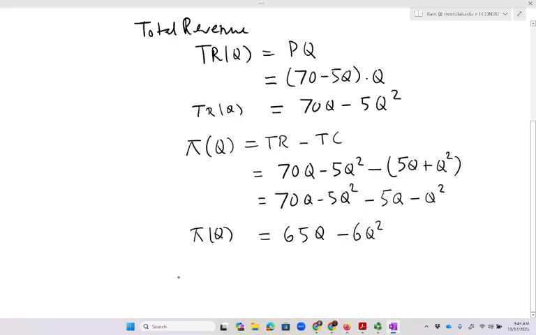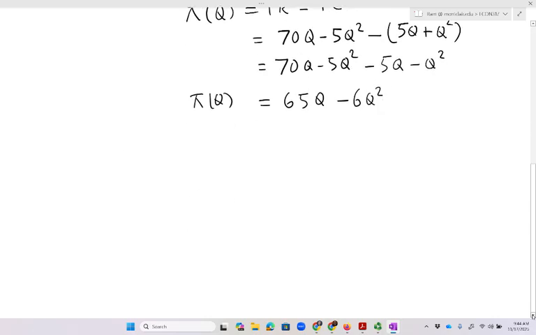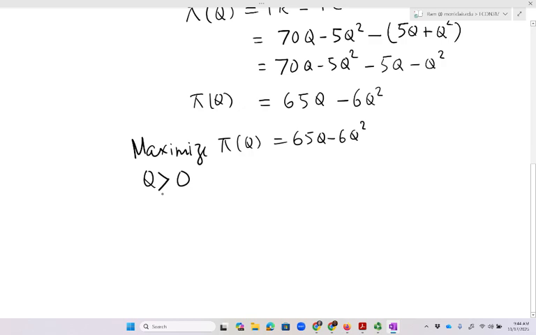Now we want to write down our optimization exercise, which will be to maximize the profit. The objective function is the profit, so maximize profit as a function of Q, 65Q minus 6Q square, by choosing output Q. We want output to be non-negative. In fact, we want it to be strictly positive. I will retain the non-negative sign, but we know it should be strictly positive.